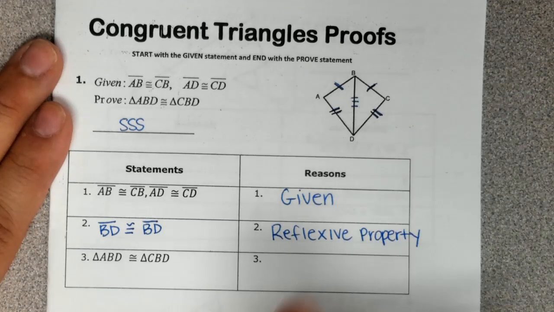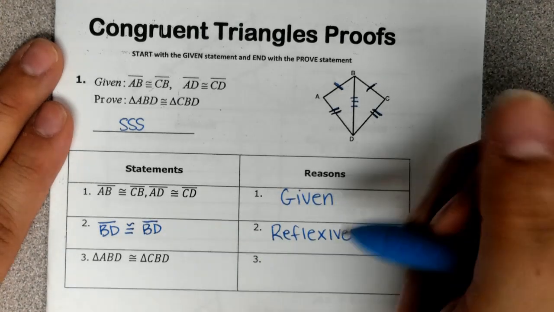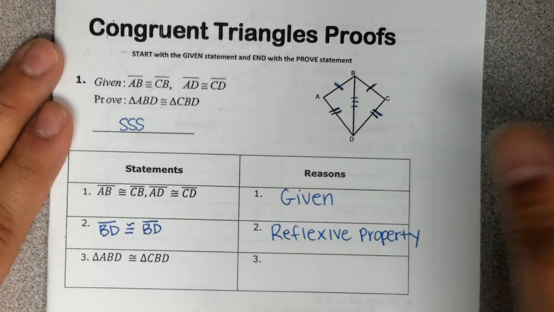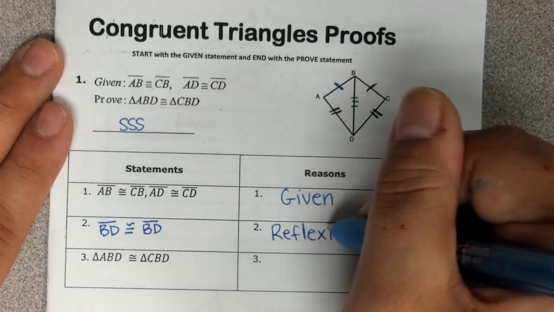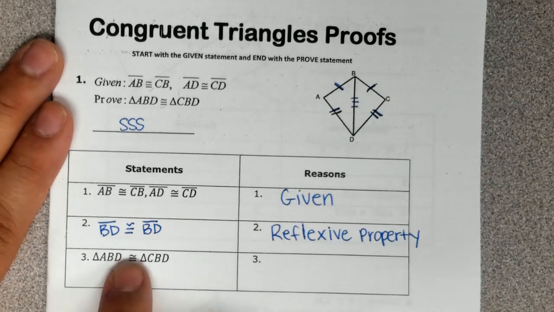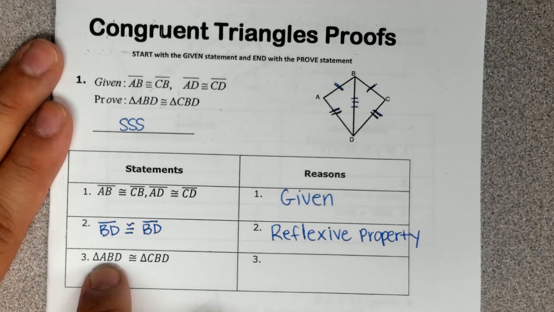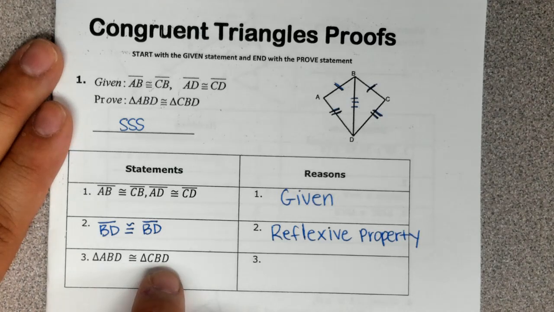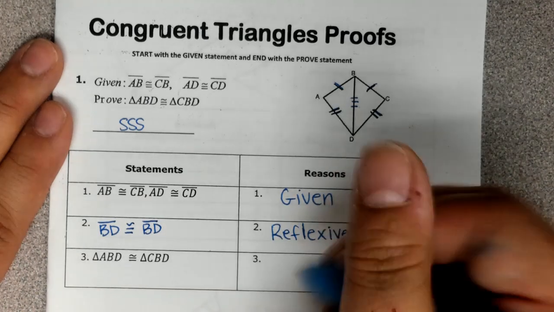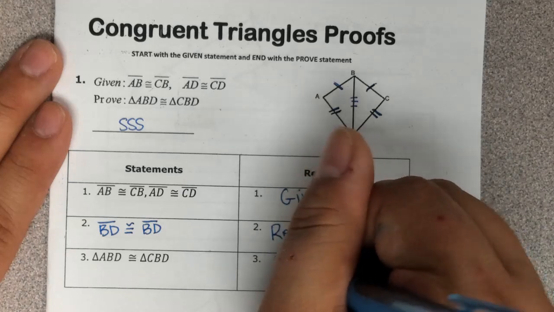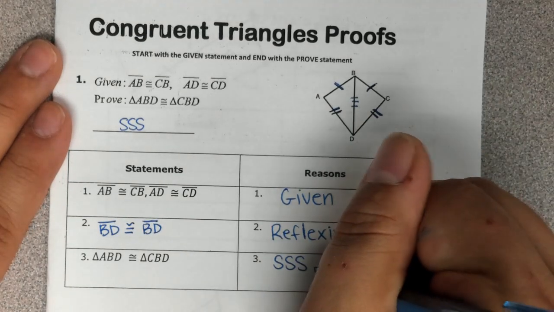There should not be a C in that. It's reflexive. That's an L. And then last but not least, my proof, triangle ABD is congruent to CBD because SSS is the reason. And then draw a little box. We're done.